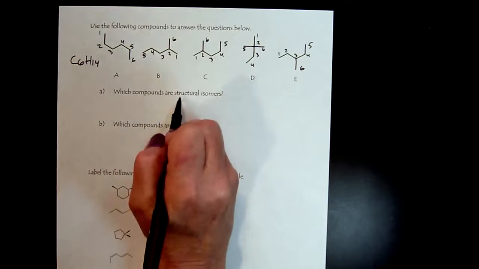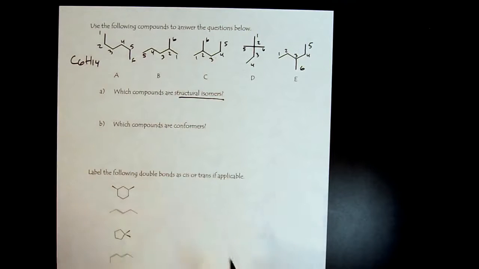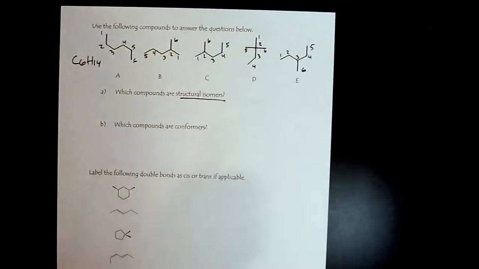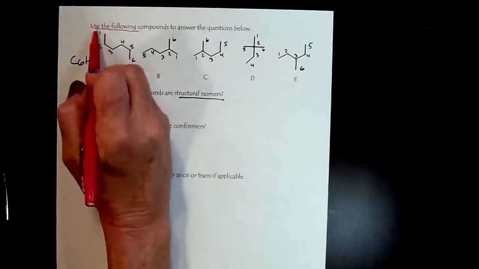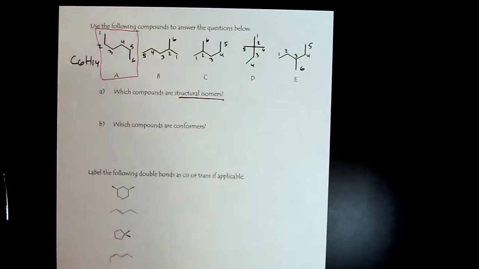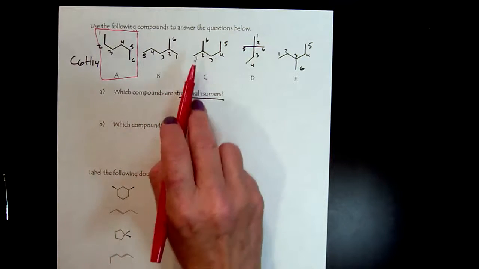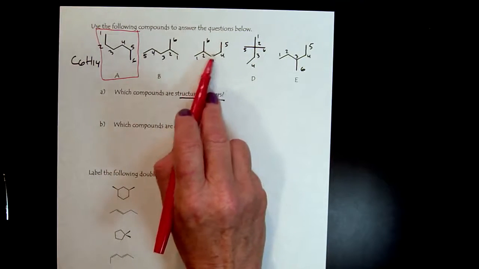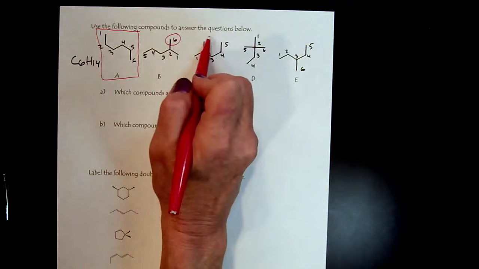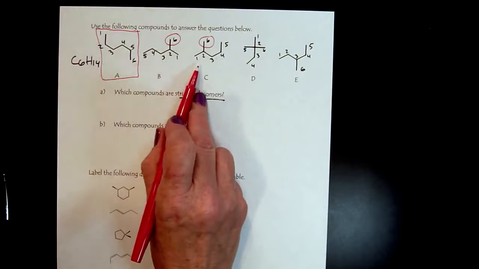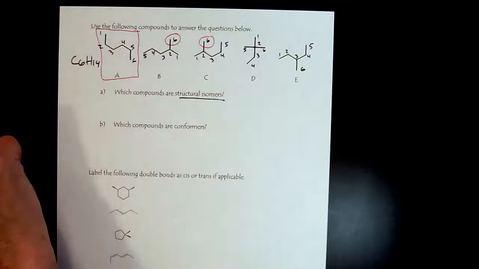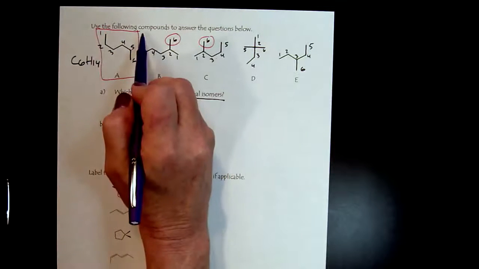All right, so which ones are structural isomers? Well, now we want to look. So we notice here that A is the only one that's a pure straight chain. So it stands alone. If we look at B and C, we see that they both have a 5-carbon chain with a methyl group coming off of carbon 2.